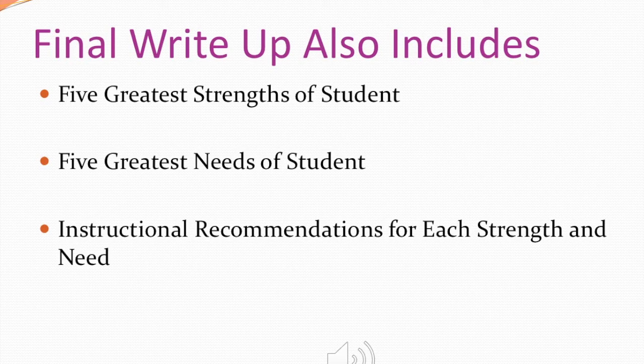Then you need to come up with the 5 greatest needs of the student. 5 things that you would need to focus on as their instructor. 5 things that are the biggest need for them to work on. And then you need to have instructional recommendations for each strength and each need. So 5 instructional recommendations to coincide with each of the greatest strengths, and 5 instructional recommendations to coincide with each of the greatest needs. So you'll have 10 total instructional recommendations.